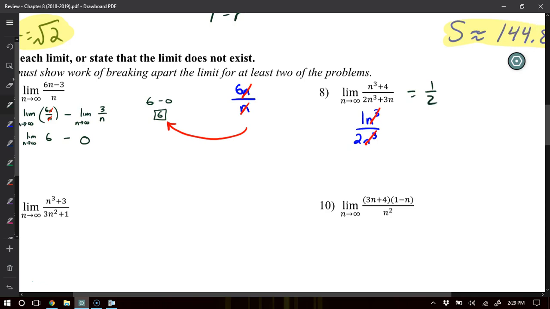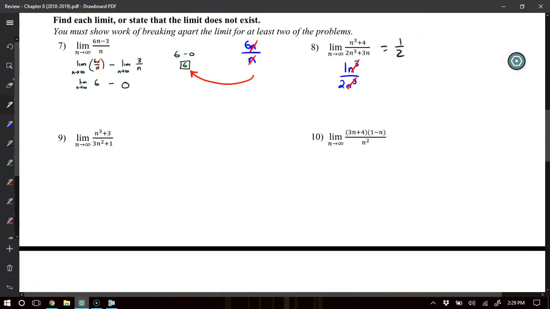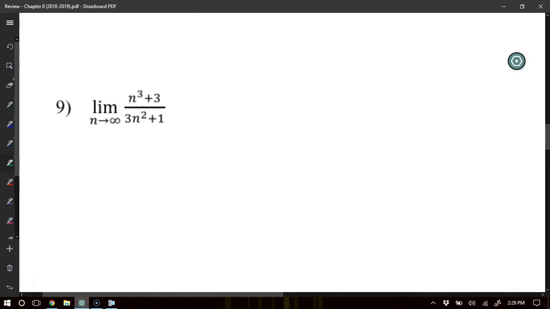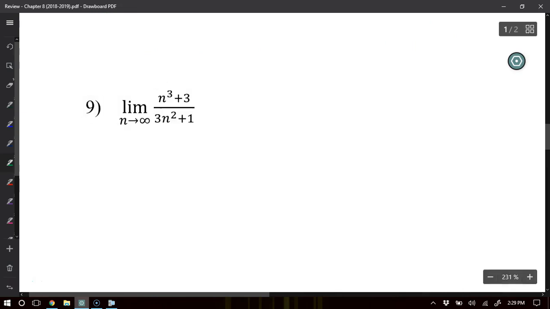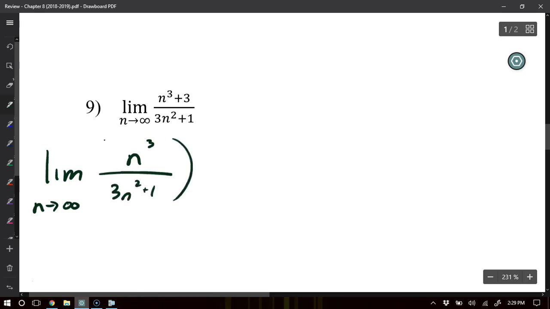So if I look at the ninth one, I'm going to do the same thing. I'll show work for this one, but I'm also going to talk about the shortcut, because the shortcut's so much faster if we look at the patterns with the first. I'm going to do the same thing I did above and split it apart. So I have the limit as n approaches infinity of n cubed over 3n squared plus 1, plus the limit as n approaches infinity of 3 over n squared plus 1.